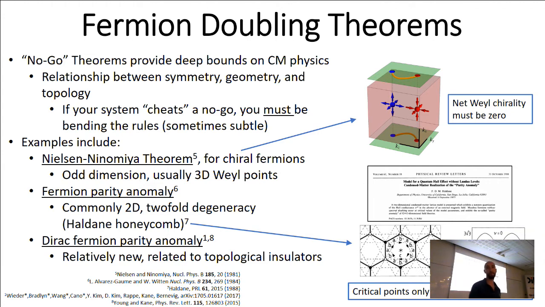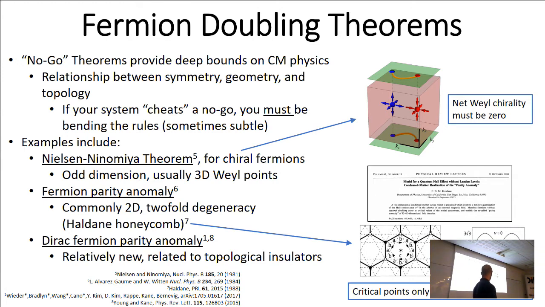And so examples of these things include the most common one, the Nielsen-Ninomiya theorem, which says for any chiral fermion, which is something you can only have in odd dimensions because you don't really have a sense of handedness or chirality in an even dimension, so usually 3D, you need to have a net zero chirality in the Brillouin zone. And you can imagine taking slices in 2D and measuring some insulating thing. And as you come around, you find that you need to come back to yourself because the Brillouin zone is periodic.